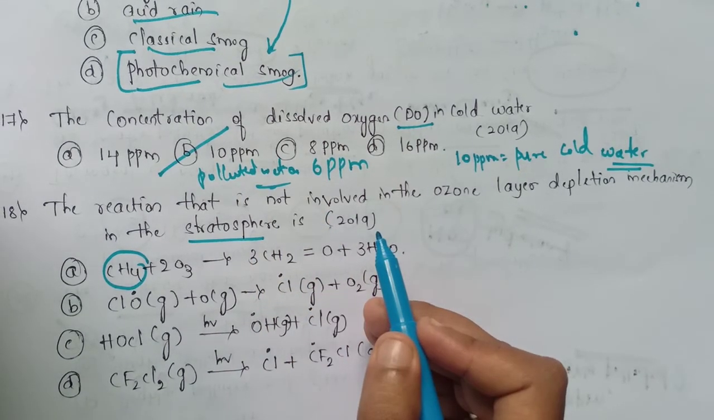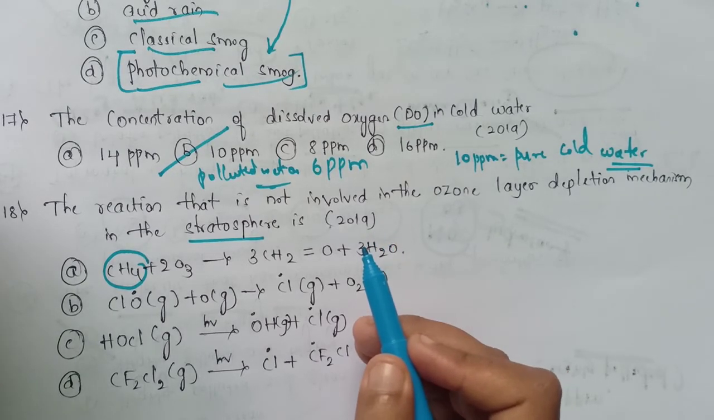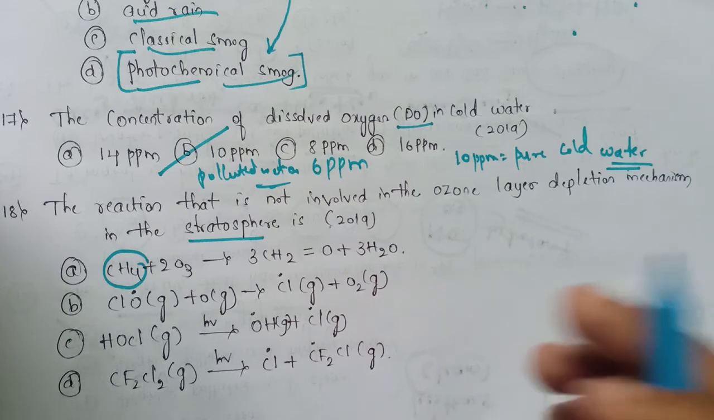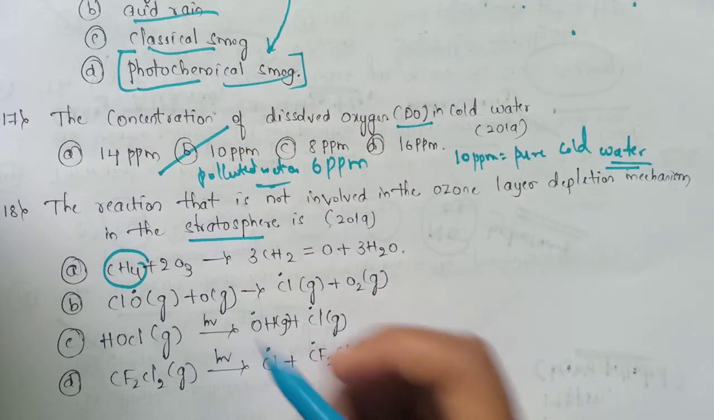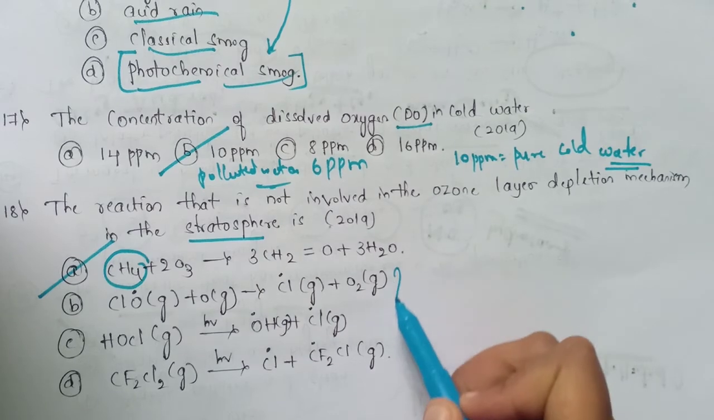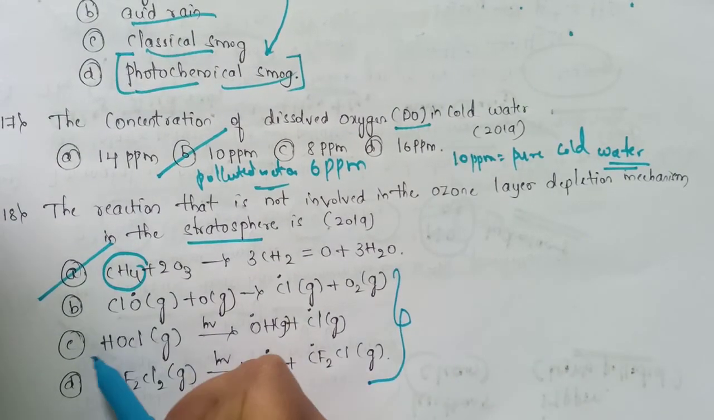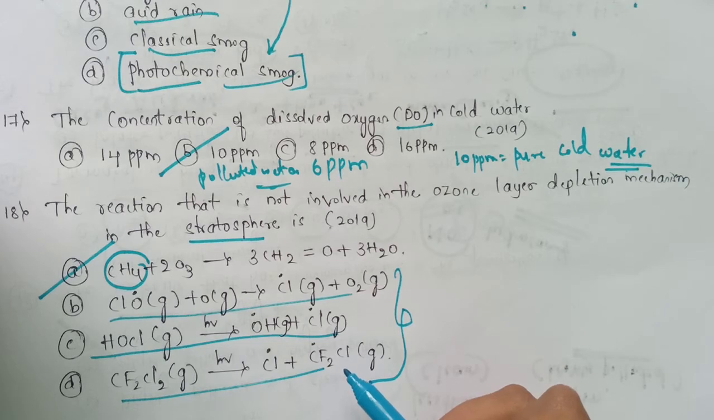In the stratosphere, ozone layer depletion takes place mainly by chlorofluorocarbons. So here CH4 is not present in the stratosphere and also it cannot diffuse or escape into the stratosphere like the freons, that is chlorofluorocarbons, from the atmosphere. So by directly seeing these reactions, we can say that option A is the correct option. Why? Because this CH4 is not present in the stratosphere. Here you can see these are the chlorofluorocarbons which are involved in the ozone layer depletion.